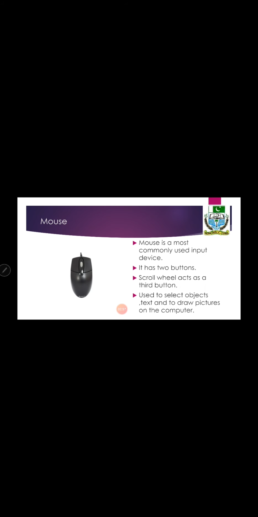Mouse. A mouse is also a commonly used input device. It has two or more buttons that perform different functions. The scroll wheel acts as a third button. The mouse can be clicked, double-clicked, or right-clicked to perform various tasks. It is used to select objects and text and to draw pictures on the computer.